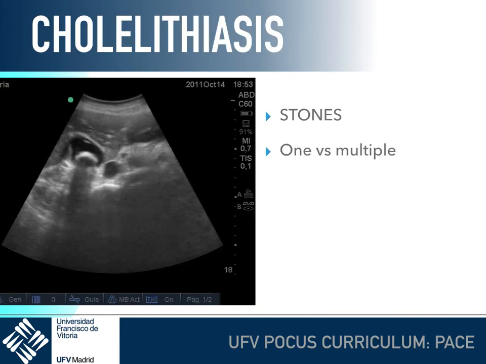First thing we can evaluate in a non-normal gallbladder: stones. Stones can be just one or can be multiple. The stones are hyperechoic structures with a posterior shadowing.